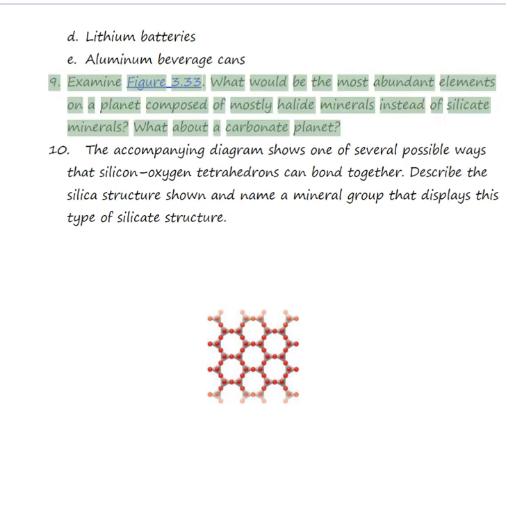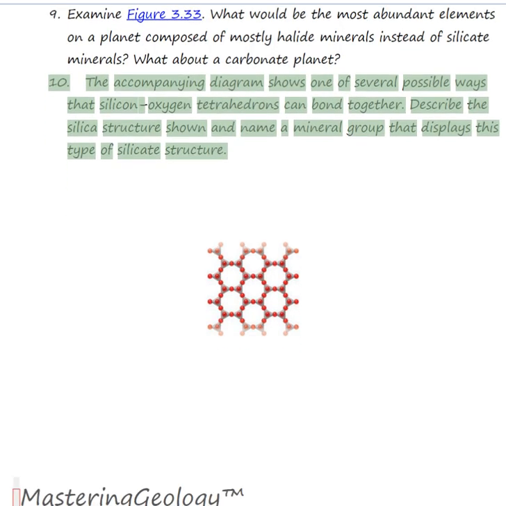9. Examine Figure 3.33. What would be the most abundant elements on a planet composed of mostly halide minerals instead of silicate minerals? What about a carbonate planet? 10. The accompanying diagram shows one of several possible ways that silicon-oxygen tetrahedrons can bond together. Describe the silica structure shown and name a mineral group that displays this type of silicate structure.